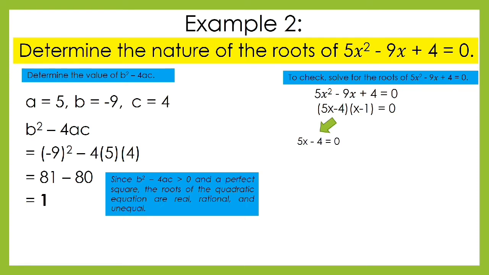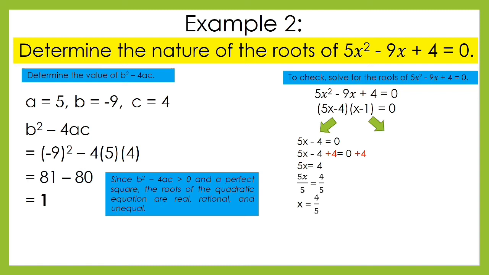5x minus 4 equals 0. Then add 4 to both sides of the equation. And then simplify, we have 5x equals 4. Then, meron tayong 5 sa left side of the equation. We will divide 5 both sides of the equation. 5x divided by 5. 5 divided by 5 is 1. We now have x equals 4 over 5.